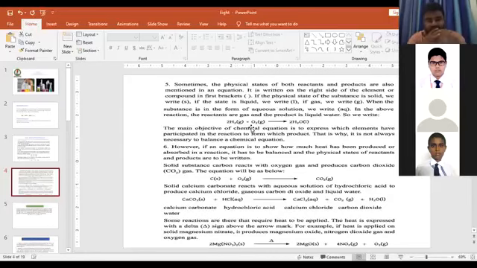Aqueous solution: you know, solution is equal to solvent plus solute. If we prepare a solution and your solvent is water, that is an aqueous solution. That is, the water used in preparing the solution makes it aqueous. A reaction in water is called aqueous. That is, the solvent used is water.